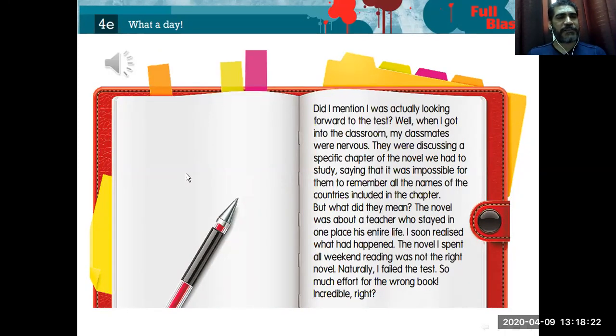Muhammad. Okay. Did I mention I was actually looking forward to the test? Well, when I got into the classroom, my classmates were nervous. They were discussing a specific chapter of the novel we had to study, saying that it was impossible for them to remember all the names of the countries included in the chapter. But what did they mean?